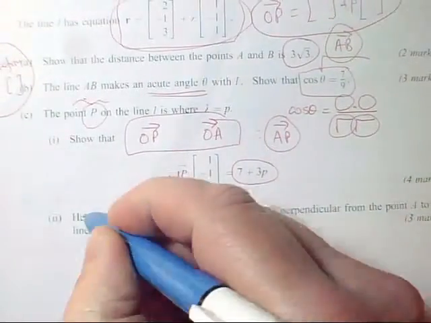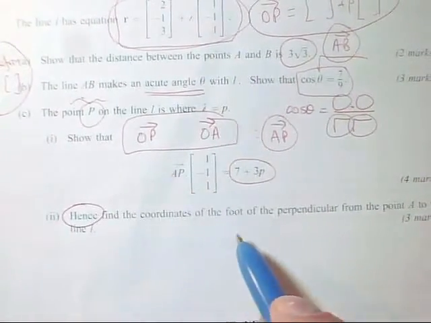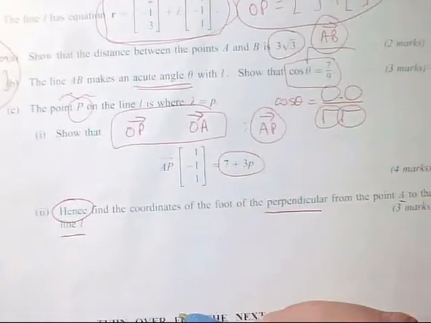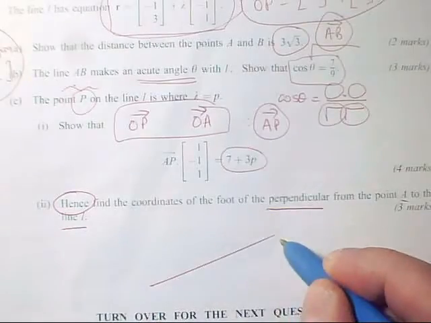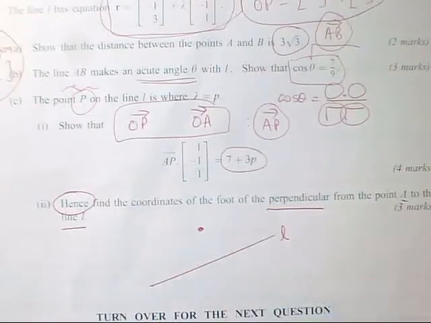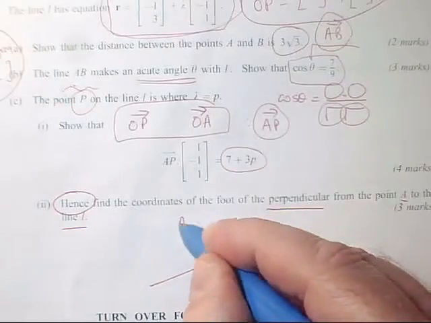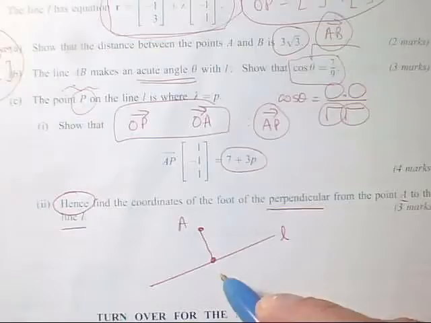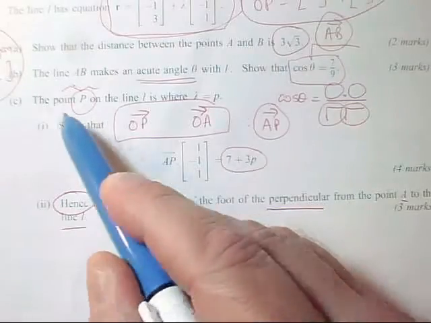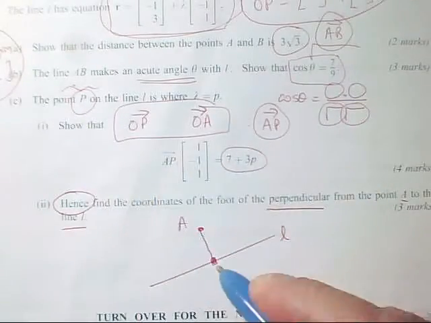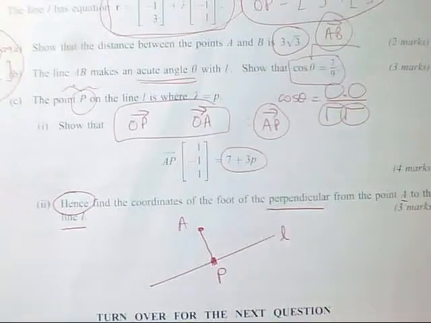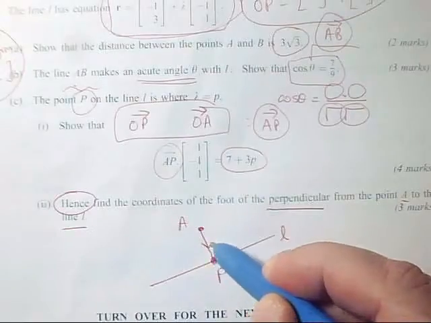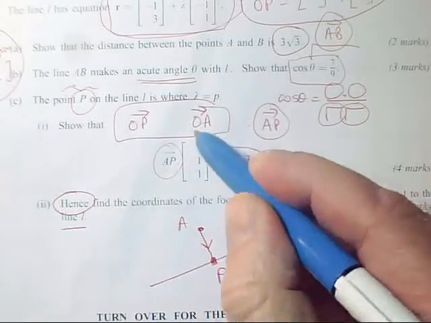Okay. Then this is hence. Hence find the coordinates of the foot of the perpendicular from the point A to the line L. Okay, well, if here's the line L and here's the point A, then the foot of the perpendicular from A to the line just means this point here. Okay, and this point is on the line, and look, they've encouraged me to refer to P as a point on the line, so let's assume that's P, and they've also made me find AP, which is this vector here, and they've made me dot it with something.